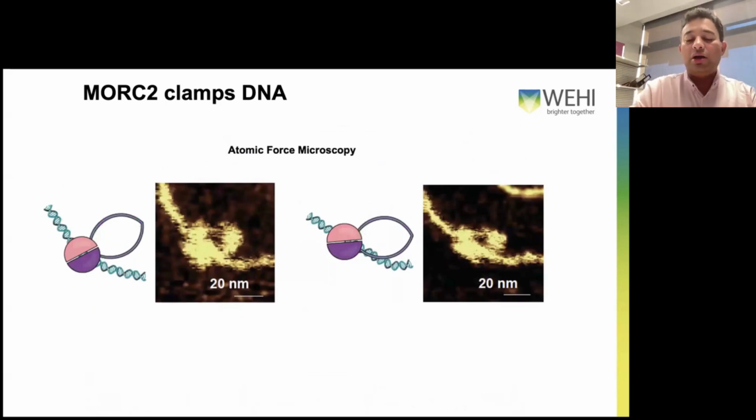Now, in order to prove our biochemical observation, we also did atomic force microscopy, again in collaboration with Jay Kuhn's lab, and we indeed showed that MOC2 is engaging the DNA through its N-terminus domain, and it requires the C-terminus in order to keep it dimerized.